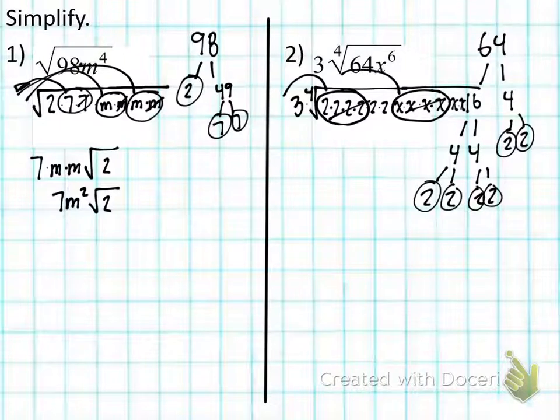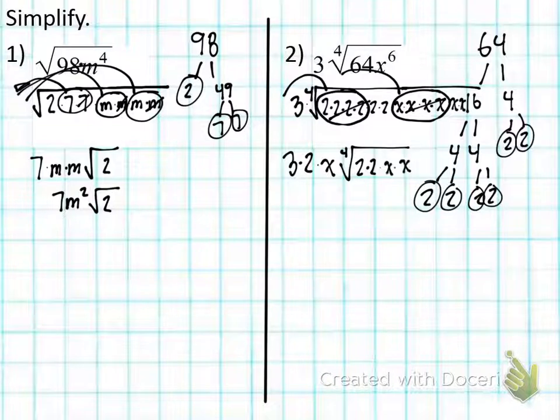So now we're going to simplify. We're going to write 3 times 2. One of those 2's made it out. Then we have one of the x's that made it out. And then we have the 4th root of 2 times 2 times x times x. Last step, we're going to simplify. We got 3 times 2 times x is 6x times the 4th root of 4x squared.